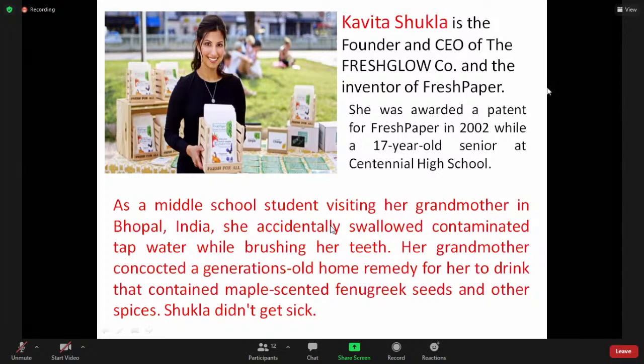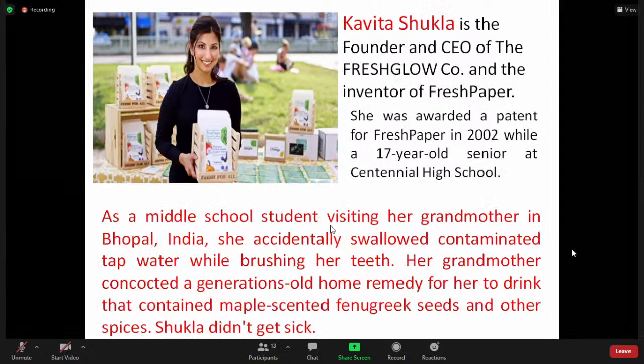It happened while brushing her teeth. Otherwise she drank all types of water which her parents brought all the way from the US. So she did not know what she should do. Then her grandmother made a decoction, a home remedy containing fenugreek and some other spices, and gave it to Kavita. After taking this syrup, Kavita did not get sick from the tap water.